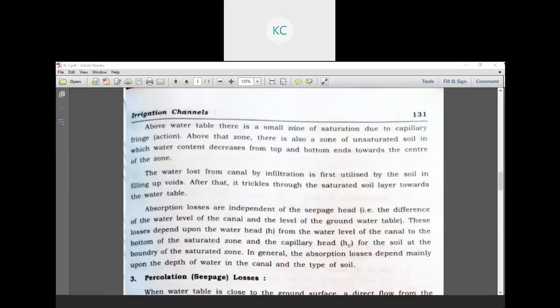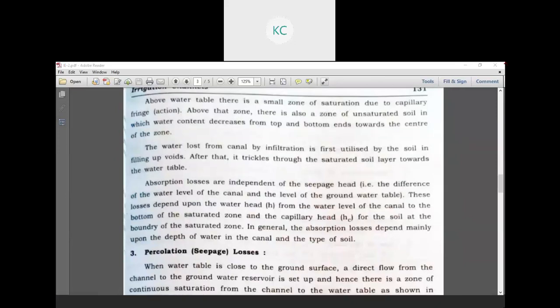Above that zone, there is also a zone of unsaturated soil in which water content decreases from top and bottom end towards the center of the zone. The water lost from canal by infiltration is first utilized by the soil in the filling of the voids. After that, it trickles through the saturated soil layer toward the water table. Absorption losses are independent of the seepage head.